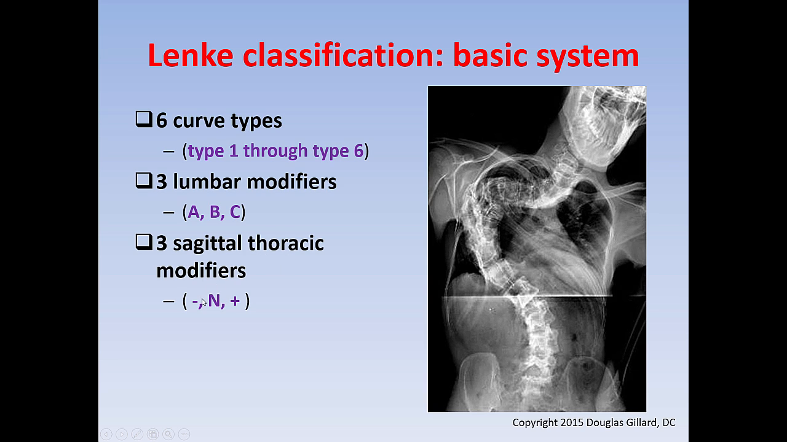The sagittal thoracic modifiers, negative, neutral, and positive, we're not going to worry about these. You guys have enough trouble with these. So lumbar modifiers A, B, and C. So if a patient has a Lenke 1 and you know he's got a type A lumbar modifier, you would write it as a Lenke Type 1A. Okay?